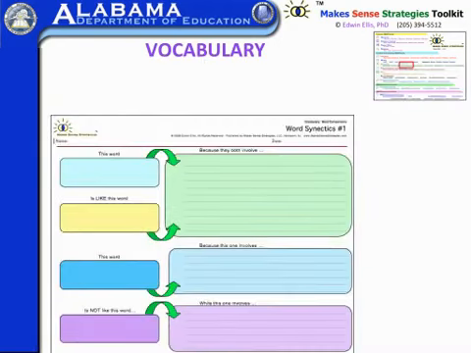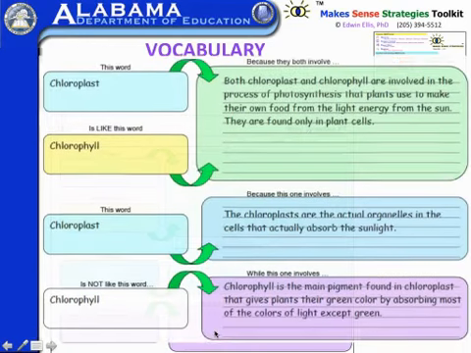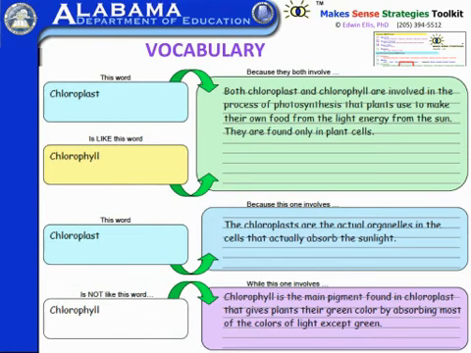This is called a word synectics, and the way this is set up is you have this word is like this word in these ways, or because they both involve. This word is not like it because this one involves this, whereas this one involves something different. Now here's an illustration of that. Chlorophyll versus chloroplast. And so here's how the things that they both involve, but here's how they're different.